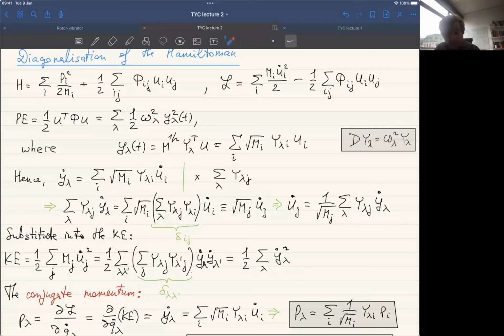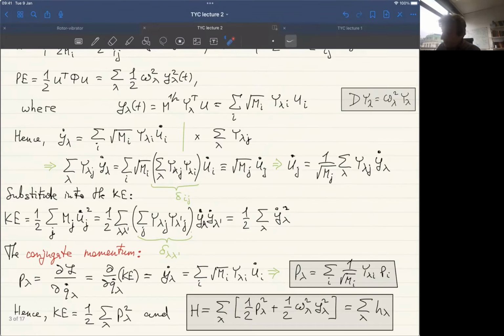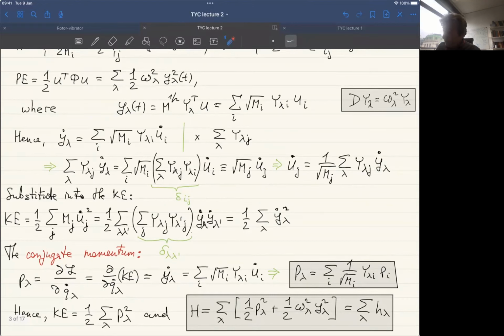So this should not be a surprise. We discussed that by going into the normal modes, we diagonalize the whole Hamiltonian. So this is just that. We just perform a diagonalization of the potential energy and correspondingly the kinetic energy.